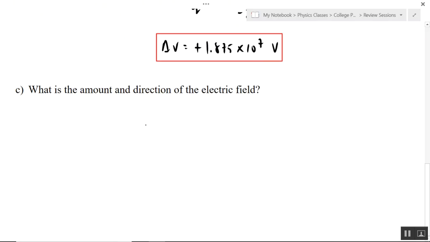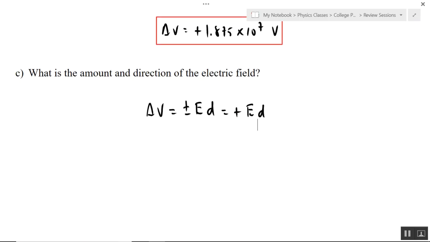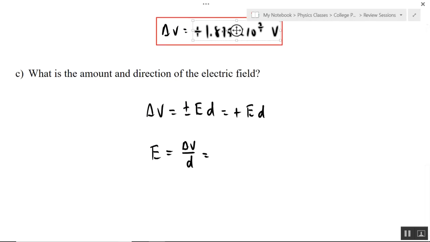First of all, the change in potential is equal to plus or minus ED, depending on whether you're going with the field or against the field. Obviously here it's positive because we're getting a positive answer for delta V. To find the amount of the field, it's just the change in potential, which we got from the change in electric potential energy, divided by the distance that the charge moved, which is given in the beginning to be 0.4 meters.